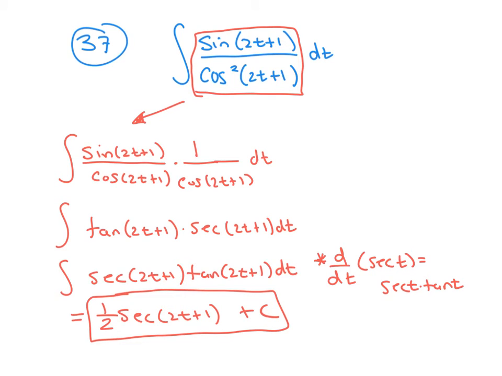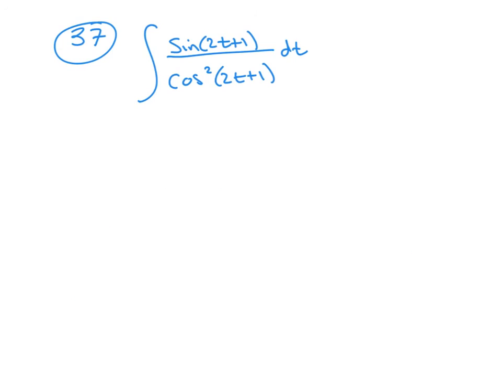All right, so that's one way of doing this problem. I think I'm going to do it again on the next page, because I don't think this is the only way you need to do this problem. Let's take a look. All right, let's call this number 37, take 2.